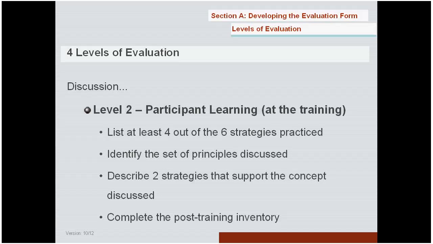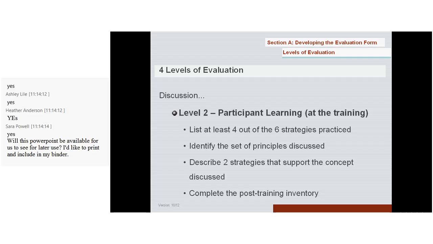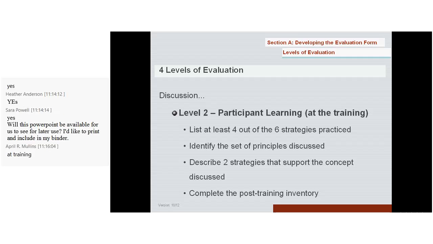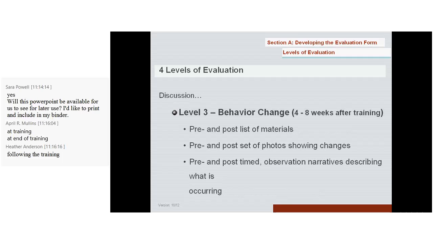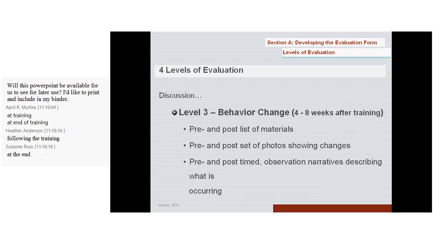So just as a little bit of a review, level 1 and level 2 evaluation information is gathered when? Immediately. Immediately meaning? At the conclusion of the training. Okay, not at the start, at the conclusion of the training. That's absolutely right. All right, so now we're going to move on to level 3, a little bit different.